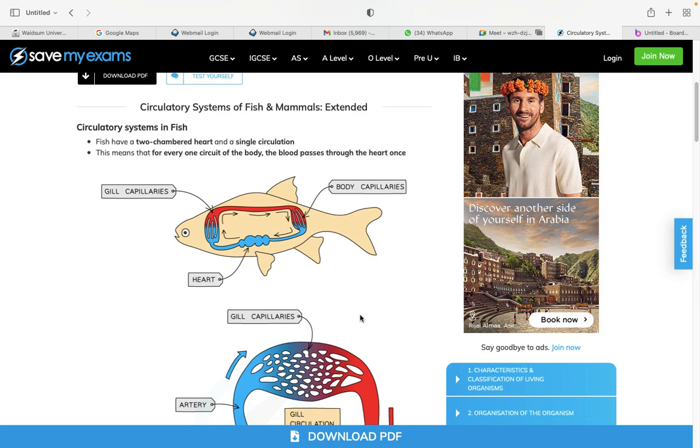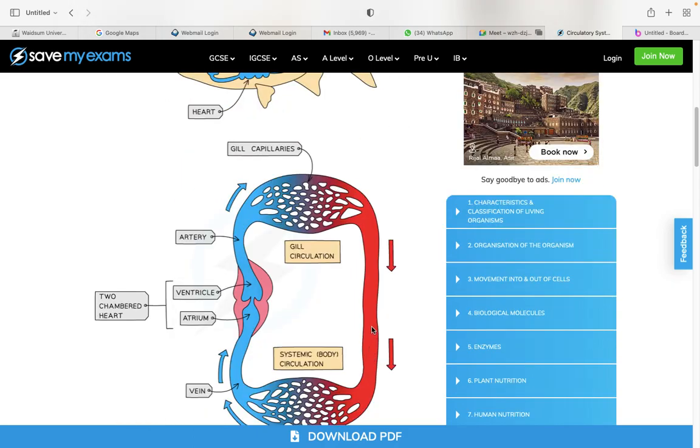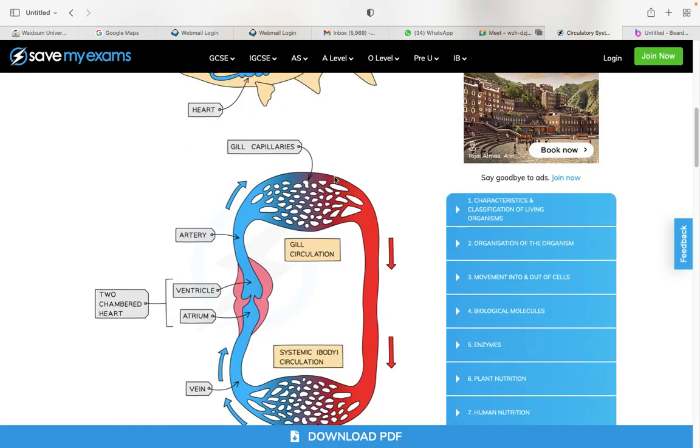Okay? So you can see their chambers, one here in the gill area and another in the body area. They have one circulation and two chambers. They have one ventricle and one atrium for fish. Okay? So this is it.